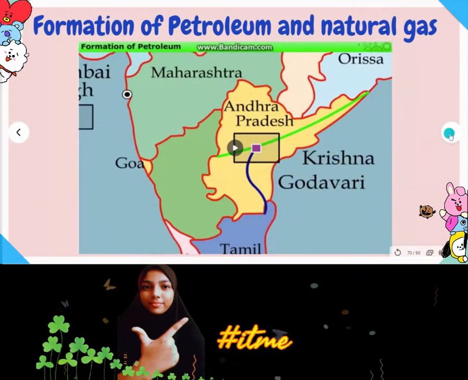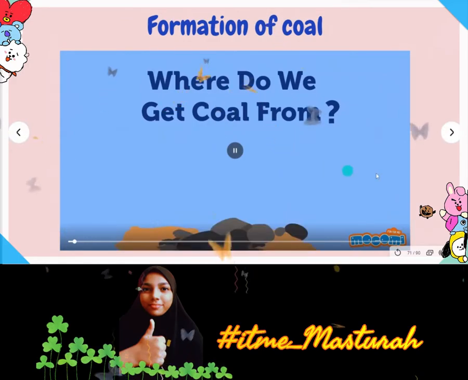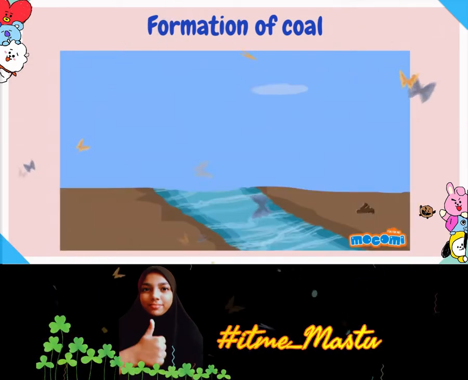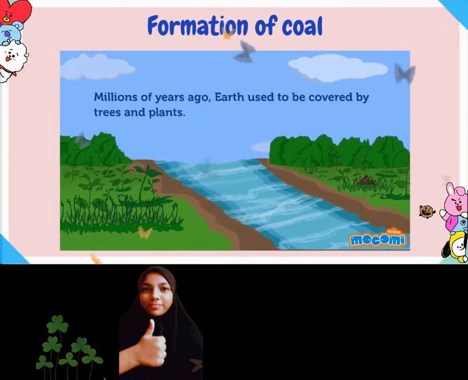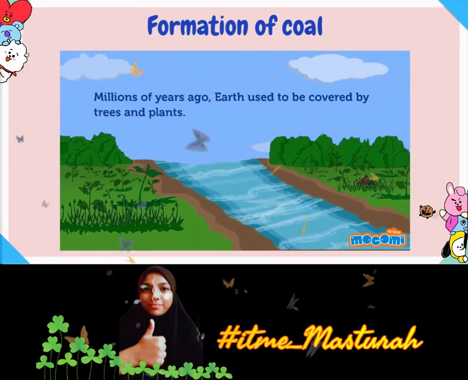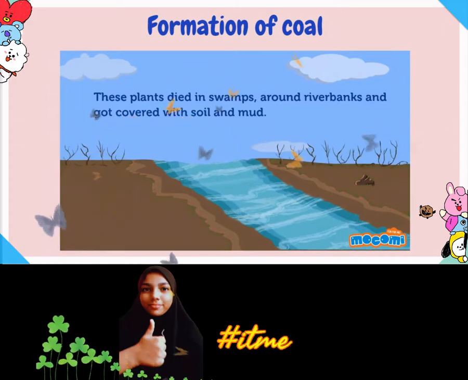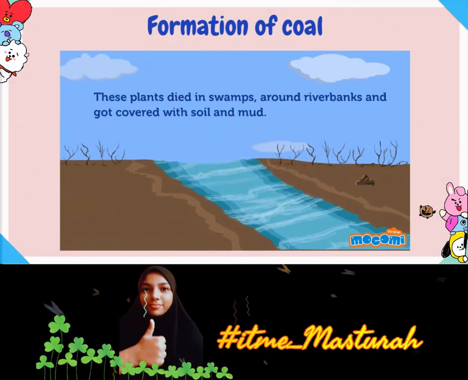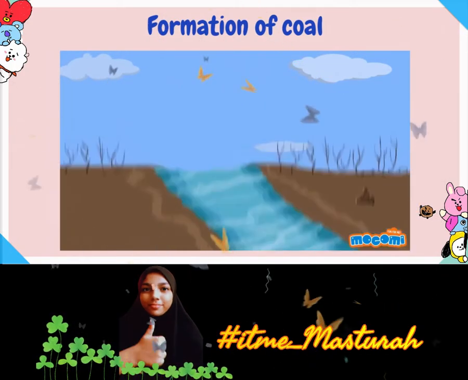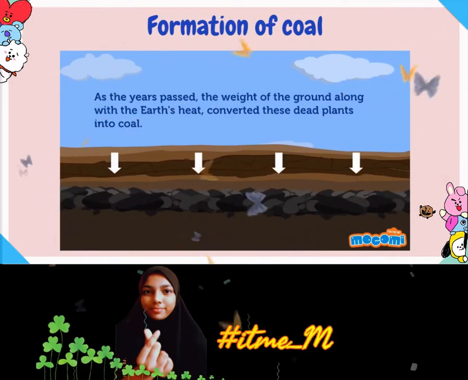So next up, we're going to see the formation of coal. Millions of years ago, the earth used to be covered by trees and plants. These plants died in swamps around riverbanks and got covered with soil and mud. As the years passed, the weight of the ground along with the earth's heat converted these dead plants into coal.